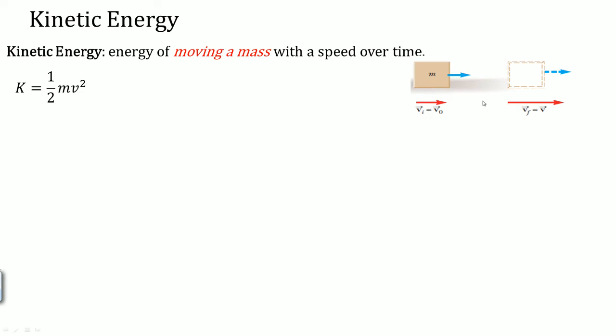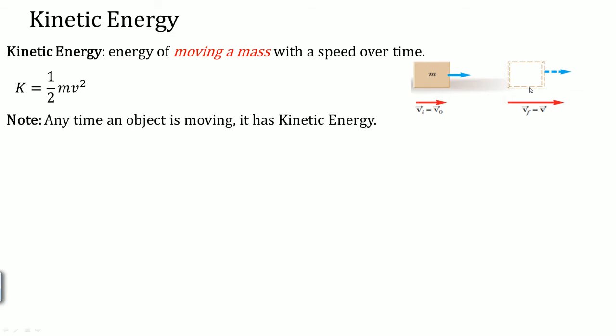Anytime this object moves, there is a velocity associated with it. Once an object moves, we can associate that with kinetic energy. Note, anytime an object moves, it has kinetic energy.